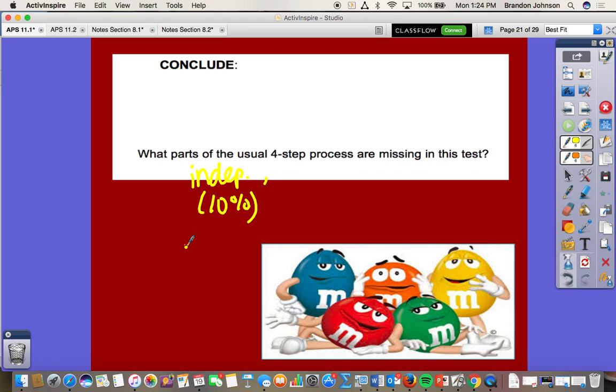Do we have a parameter or a statistic? No. There you go, James. No parameter or statistic. Yep. And there's one other thing.